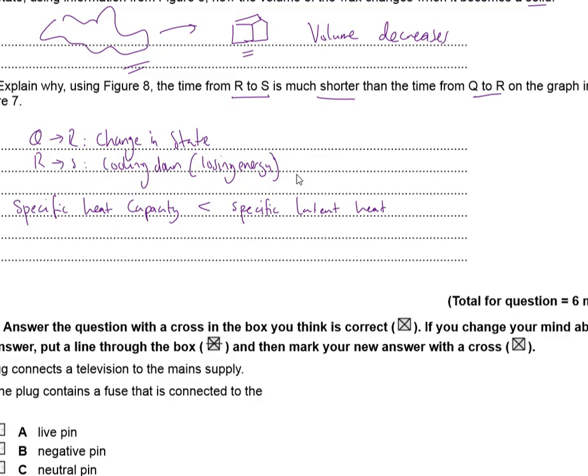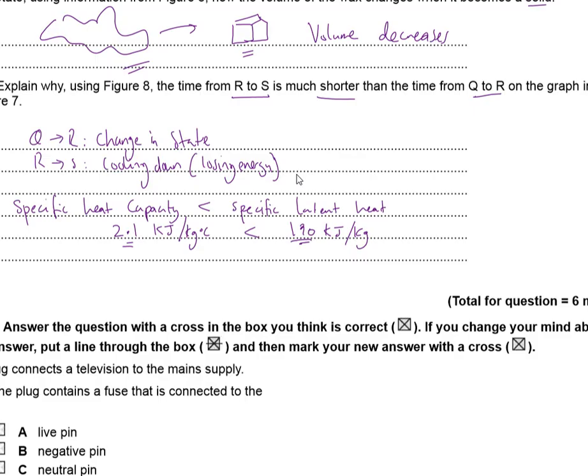Now the next mark you're going to say is if you add the numbers. The specific heat capacity we know is 1.1 kilojoules per degree Celsius, which is less than 190 kilojoules per kilogram. Okay, therefore the energy needed to change state is 190. The energy needed to raise or decrease the temperature is 2.1.